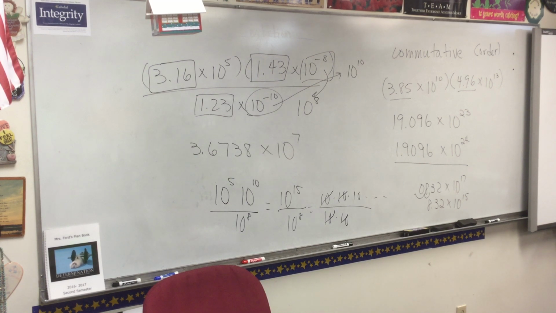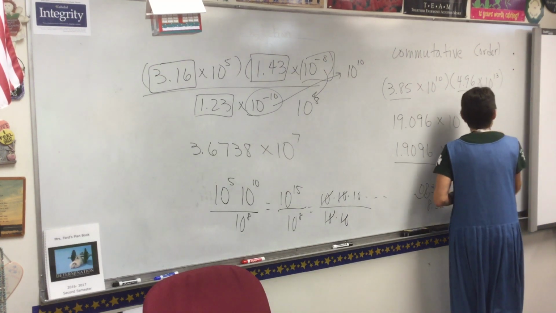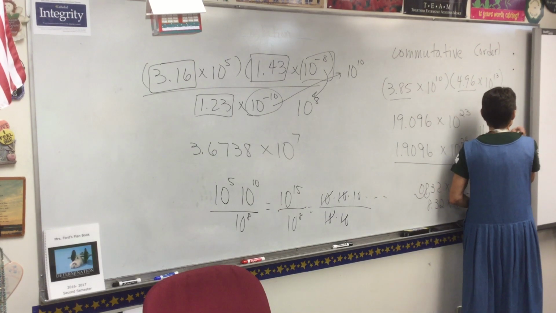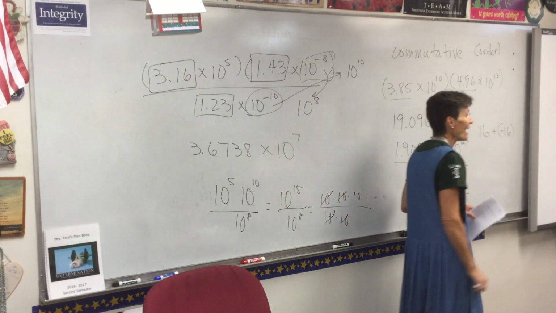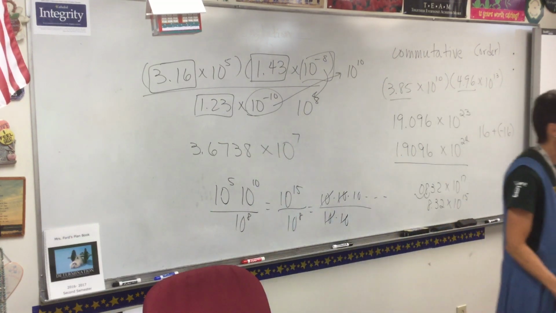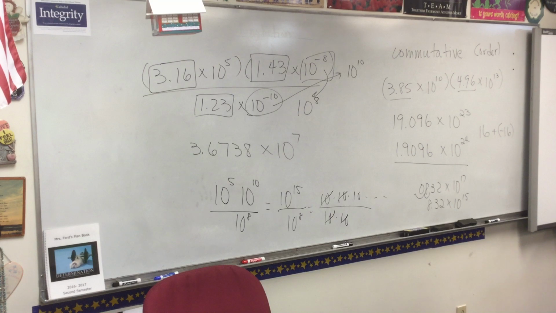When things cancel each other out, remember a while ago, we said, what's the additive inverse of 16? It was negative 16, right? What happens when you add 16 and negative 16? They cancel each other out. When things are canceling each other out, they're inverses.